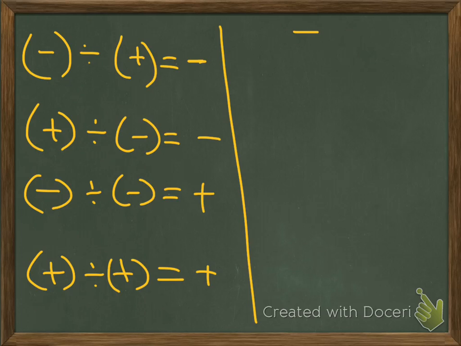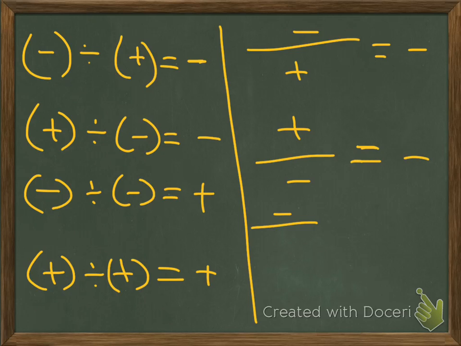Now, I could write this like a fraction though. I could have a negative on top and a positive on the bottom. That would mean a negative divided by a positive, and that's a negative. I could flip it around and have the positive on top and the negative on the bottom, and it doesn't really matter. It'll be negative also. And if I had a negative divided by a negative, we'd have a positive. Again, a positive over a positive is still positive.